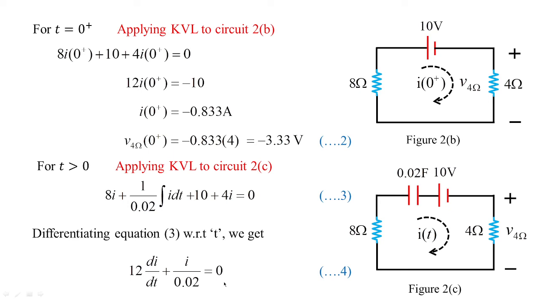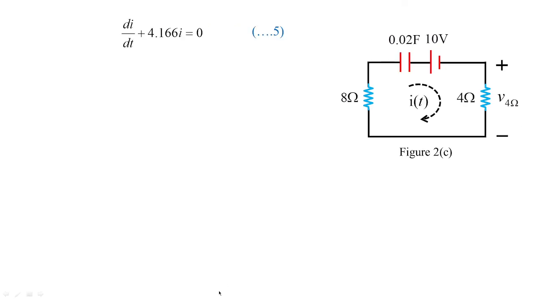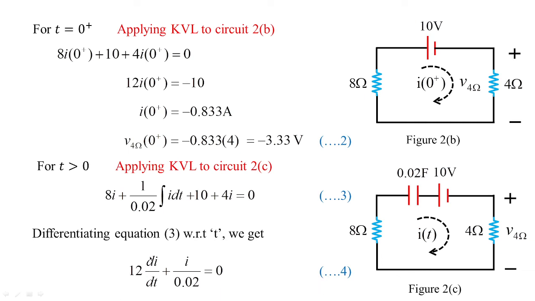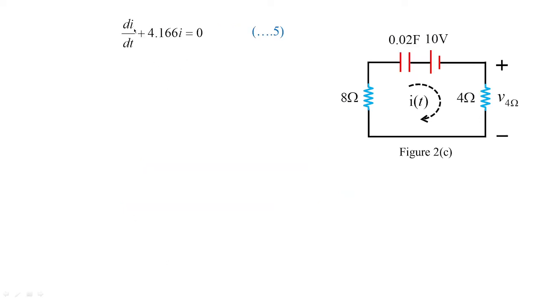Clear? Good. Now, simplifying equation 4, you can see I have di by dt plus I divided by 0.02 multiplied with 12. So 12 multiplied with 0.02 will give you one constant value, and 1 divided by that constant value will give you the value as 4.166 I equal to 0.